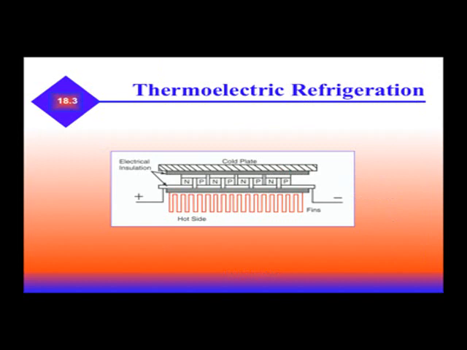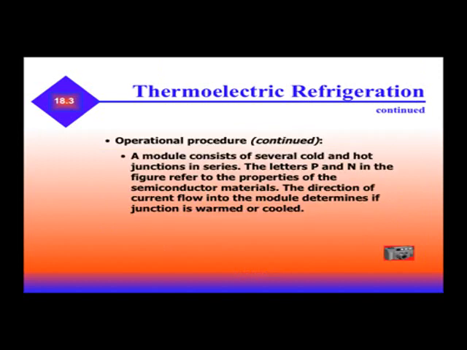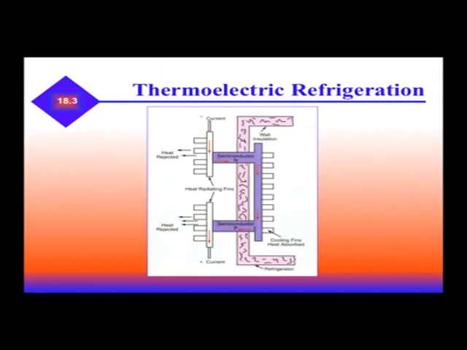This is an example of a module. We have a cold plate and a hot plate. We have positive and negative voltages that charge the PNP connectors. A module consists of several cold and hot junctions in series. The letters P and N in the figure refer to the properties of the semiconductor modules. The direction of the current flow into the module determines if the junction is warmed or cooled.